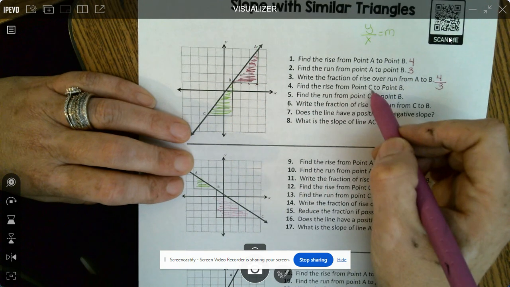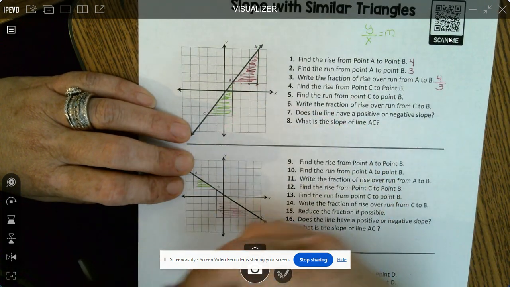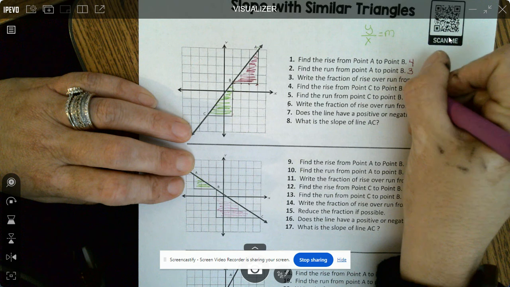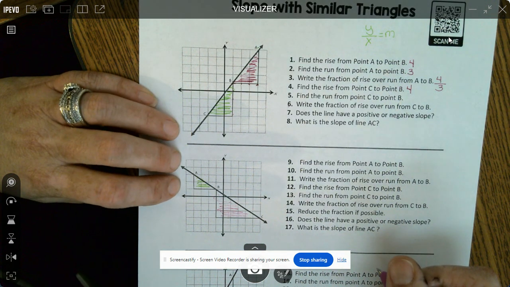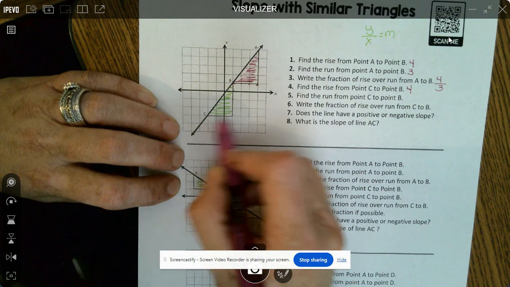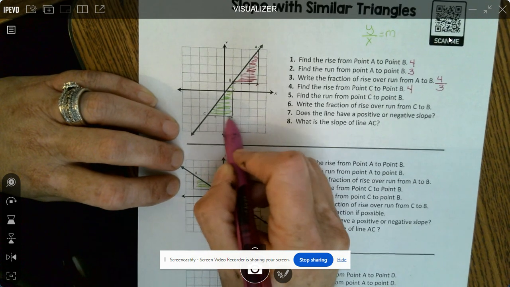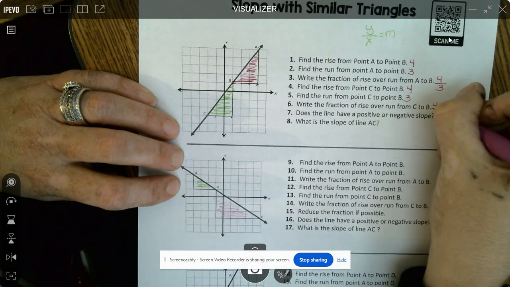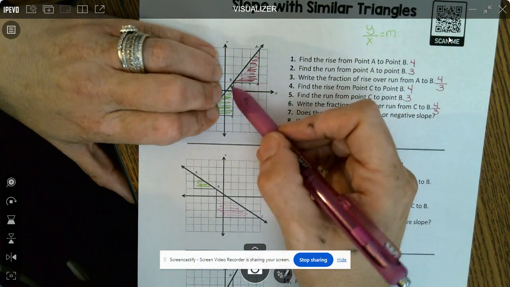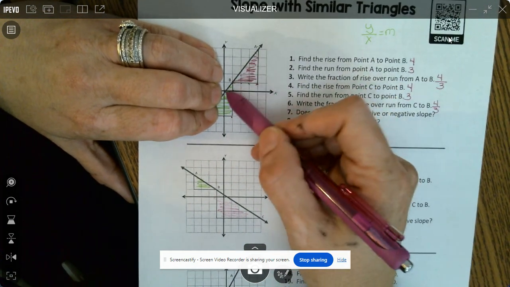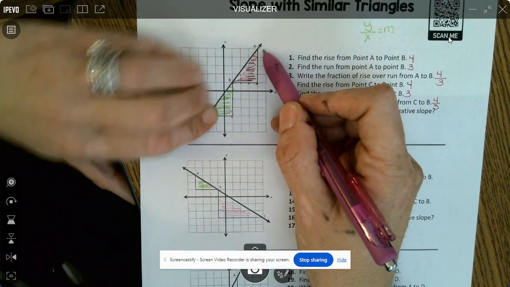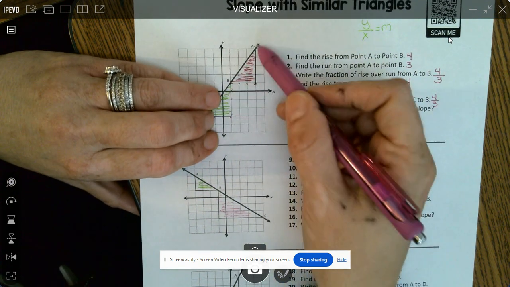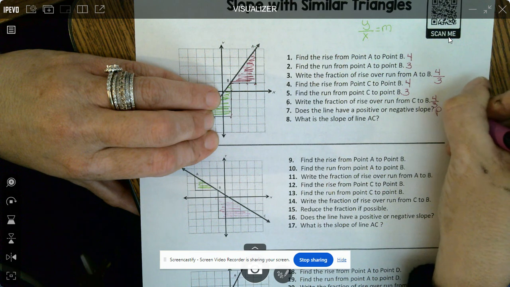So what is the rise from point C to point B? 4. 1, 2, 3, 4. How many of you guys got that one right? What is your run? From here to here, how far did you guys go? 3. 1, 2, 3. What is your fraction? 4 over 3. If you look at this, this is going in the positive direction. So is this positive or negative? If it was going this way, you're going downward, so it would be negative. But because this triangle is going up, or that arrow is going up, that's positive.